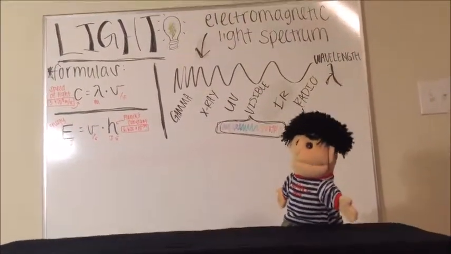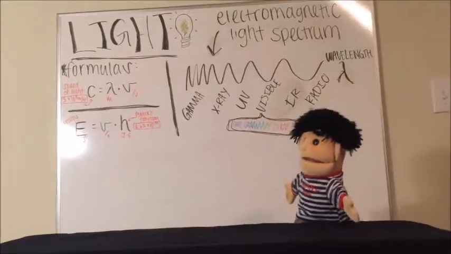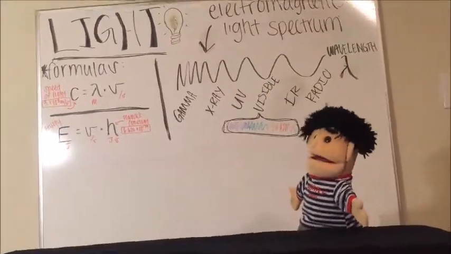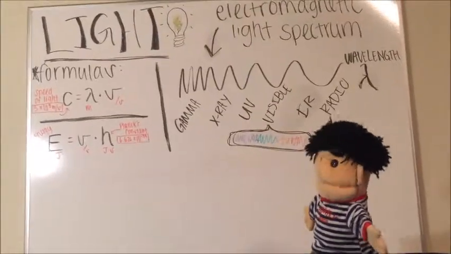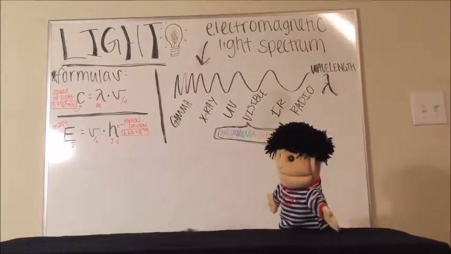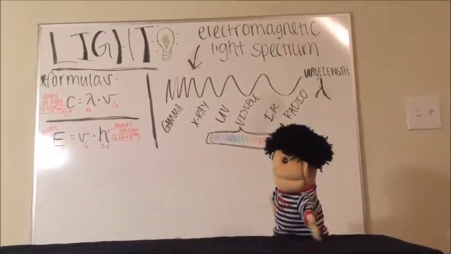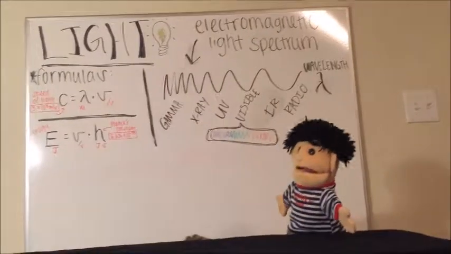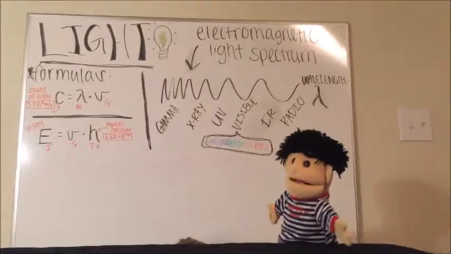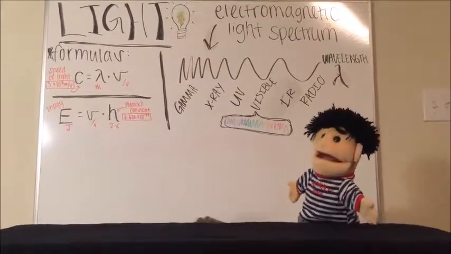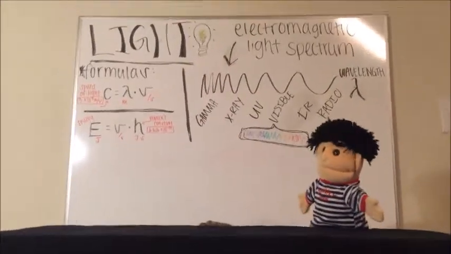C equals wavelength times frequency. C is the speed of light, 3 times 10 to the 8th power, in meters per second, wavelength in meters, and frequency in per second. Next we have energy in joules equals h, which is Planck's constant, 6.626 times 10 to the negative 34th joule-seconds, times frequency in per seconds.